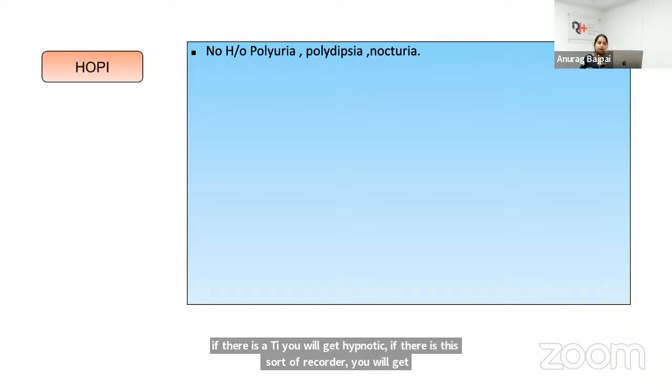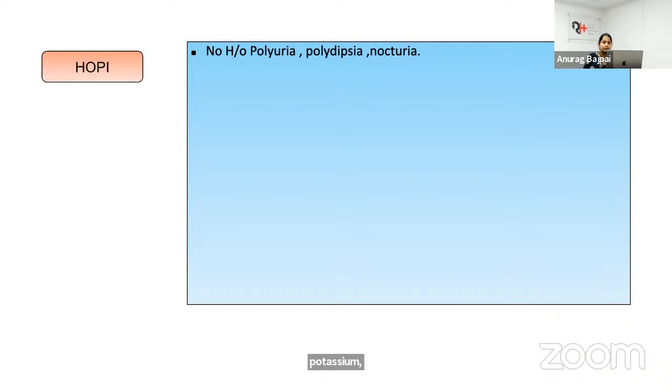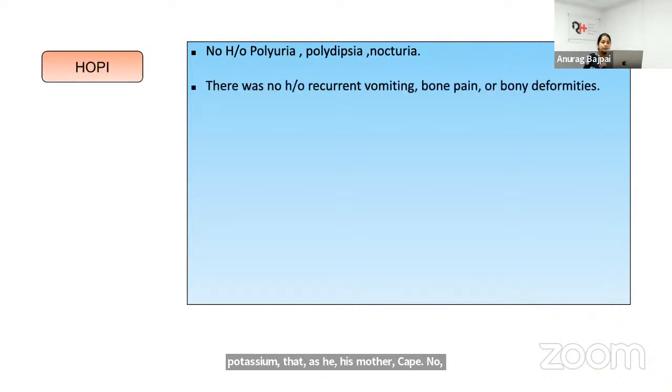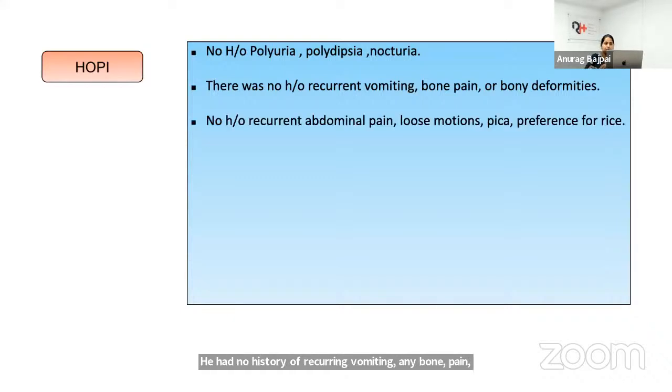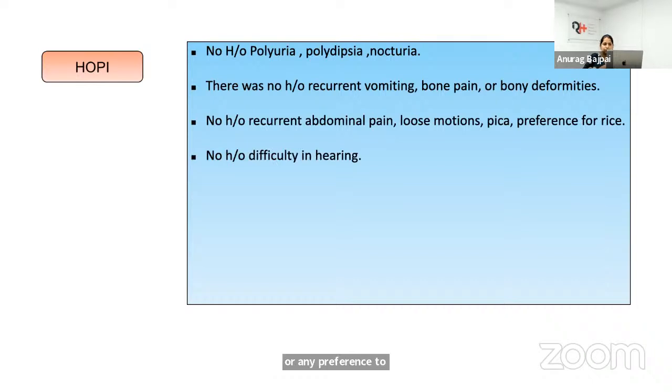Yes, sir. As his mother gave, he hadn't had any history of polyuria, polydipsia, or nocturia. He had no history of recurrent vomiting, any bone pain, or any bony deformities. He had never had recurrent abdominal pain, loose motions, or any preference to rice. He has no difficulty in hearing as well.